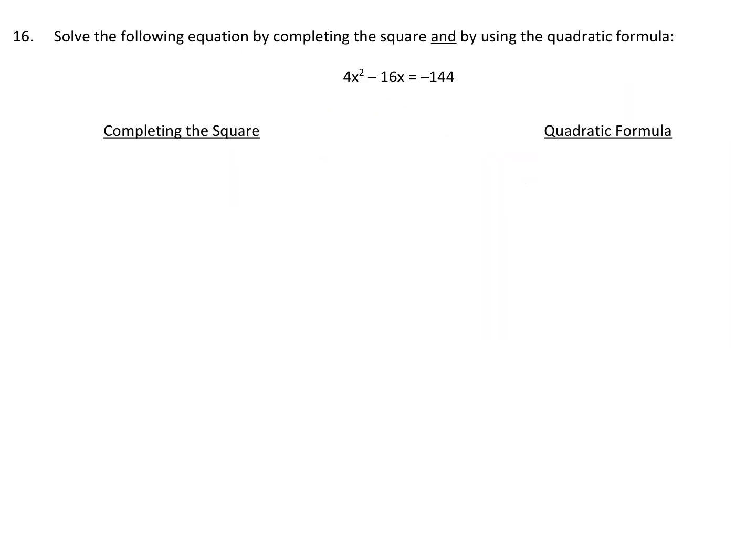Okay, so number 16 wants us to solve this equation by completing the square and by using the quadratic formula. Since it's the same equation, no matter which method we use, we should get the same answer. So let's start with completing the square.